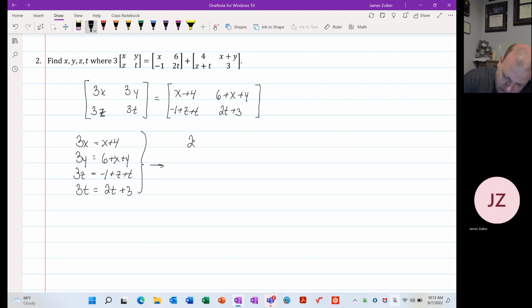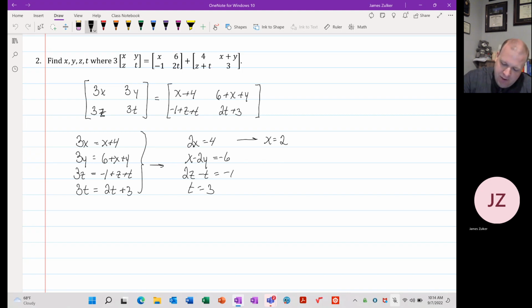What we get then is 2x equals 4. x minus 2y is equal to -6. 2z minus t is equal to -1. And t is equal to 3. Well, this first one here, we can immediately say x has to be 2. And obviously that last equation gives us that t is equal to 3.